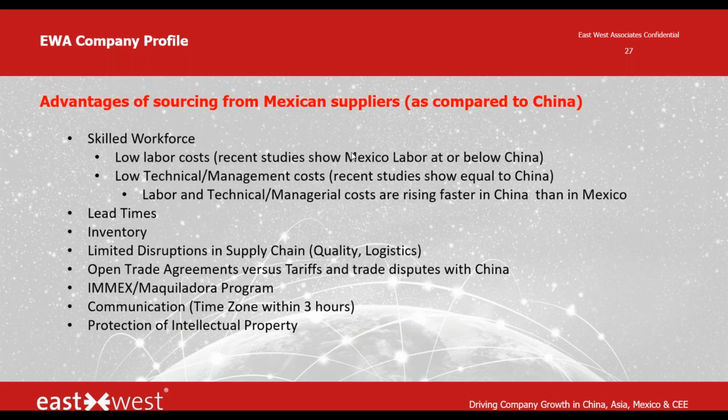Some of the advantages of sourcing from Mexican suppliers as compared to China, in summary. The skilled workforce, lower labor costs, as we've talked about before, particularly when compared to the coastal regions of China. That equation is flipped. Relatively low technical and management costs for the workers, and as recent studies have shown, that's equal to China. And those costs are rising fast. The rate of wage inflation is higher than China, so that gap will grow.